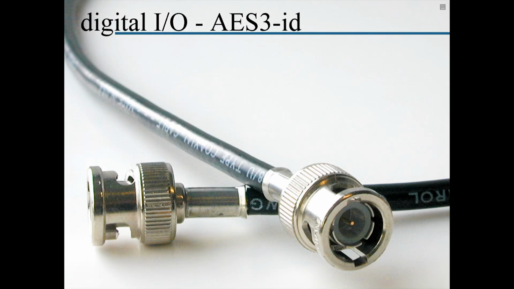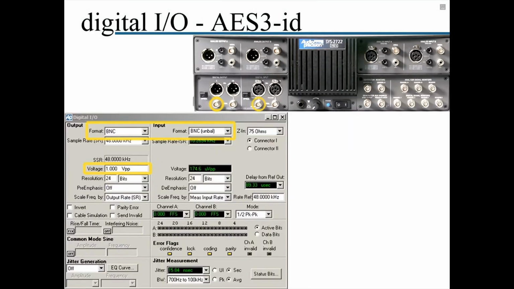An alternative connection standard is AES-3ID, which uses 75 ohm coaxial cable and BNC connectors. This is an unbalanced interface that permits the signal to be transported through up to 1,000 meters of cable. When using AES-3ID in audio precision instruments, connect to the BNC connectors in the digital I/O. Select the BNC output format and BNC unbalanced input format in the digital I/O panel. Voltage should be within 10% of 1 volt peak to peak.